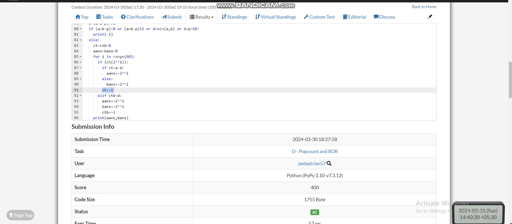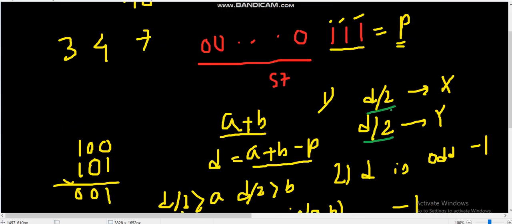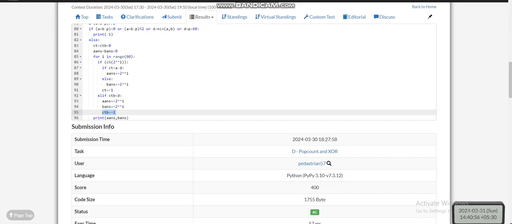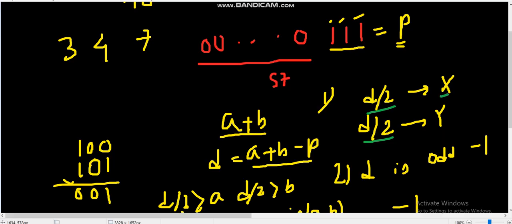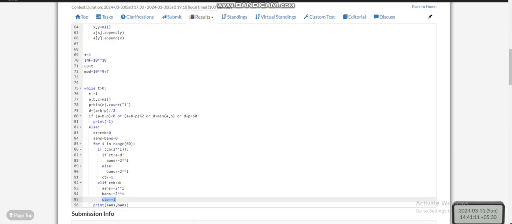So first A minus D set bits of C will be in X, and the next B minus D bits will be in Y. Now this is for the case where bits are not set in C. If the bit is not set in C, and this counter is less than D, we have to set D by 2 bits in both X and Y. So the count is less than D: D by 2 bits in X and D by 2 bits in Y. We are setting the answer plus equals 2 to the power I, and Y plus equals 2 to the power I.